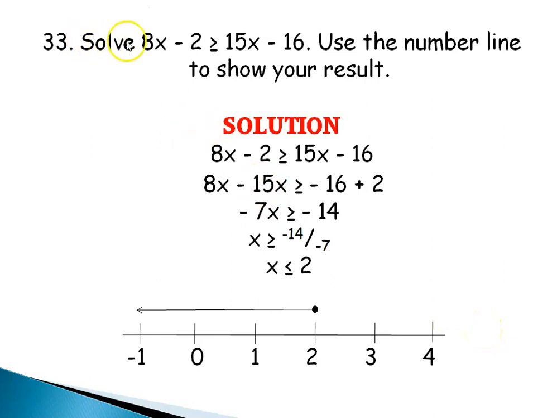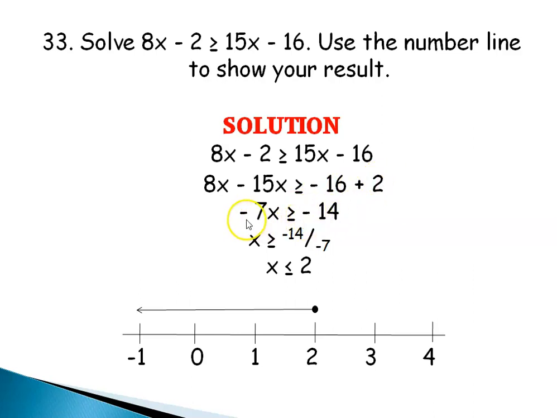Question 33. Solve 8x minus 2 greater than or equal to 15x minus 16. Use the number line to show your results. Okay, so let me collect like terms. This 15x will come here to become minus 15x. Minus 2 will come here to become plus 2. 8x minus 15x greater than or equal to minus 16 plus 2. 8x minus 15x is minus 7x, greater than or equal to minus 16 plus 2, which is minus 14.